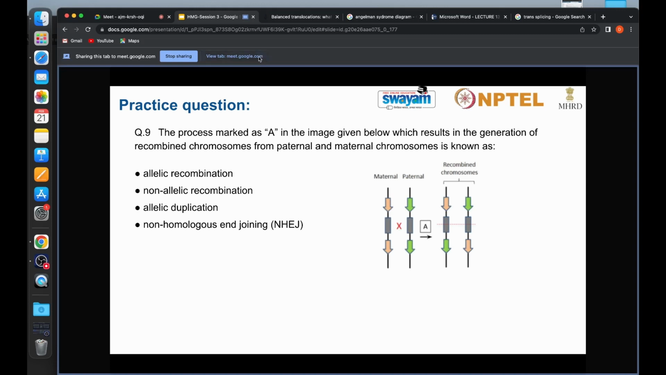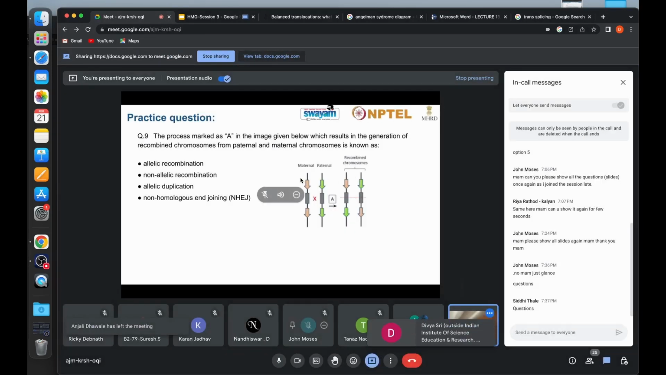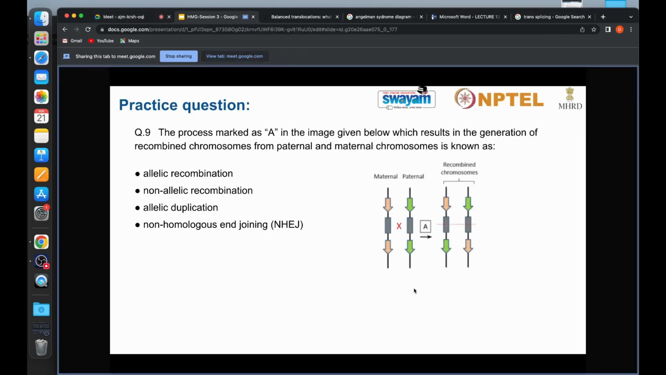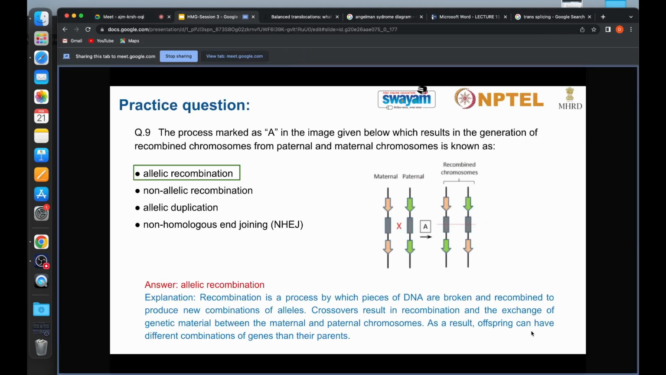Here you can see in the maternal copy, both copies of alleles were shown in this color, whereas in the paternal, the two alleles were shown in this color. So in this, there is an exchange of alleles. Here you can see in the offspring, there is recombination that has occurred. One allele from the maternal and one allele from the paternal is being observed in the recombined chromosome. So this type of recombination event is termed allelic recombination.